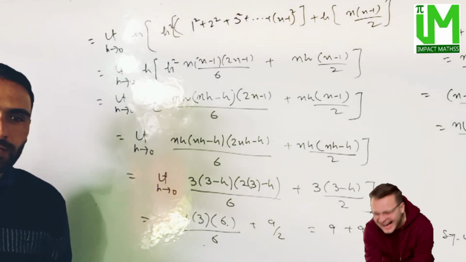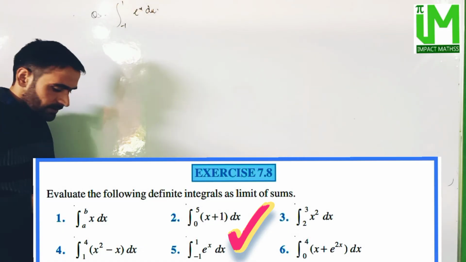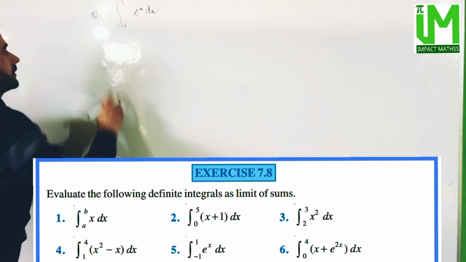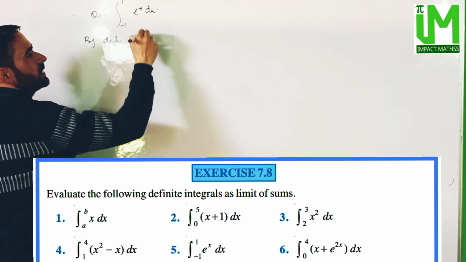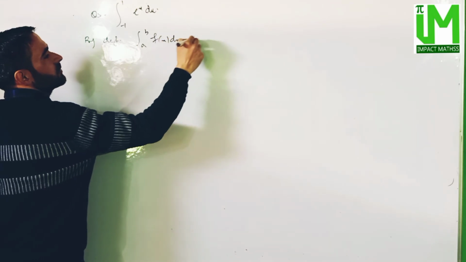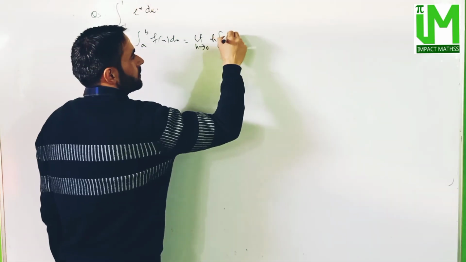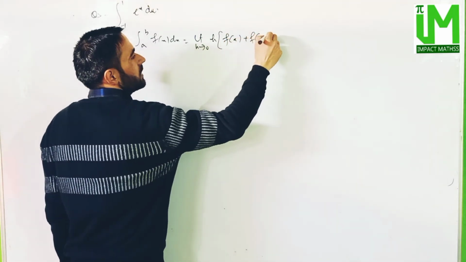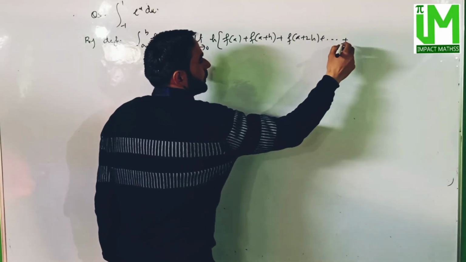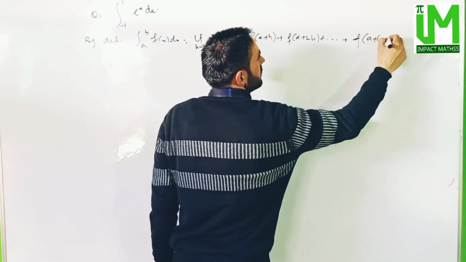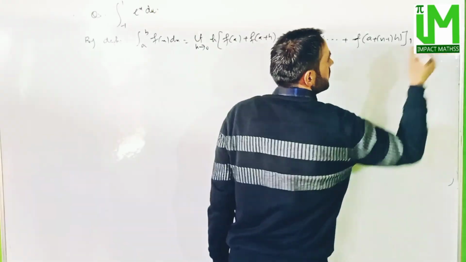Yes, next example. Integral from minus 1 to 1 of e raised to power x dx. ठीक है, so again we can write by definition, we have integral a to b f(x) dx is equal to limit h tends to 0, h times f of a plus h plus f of a plus 2h plus up to f of a plus n minus 1 into h, where nh is equal to b minus a.